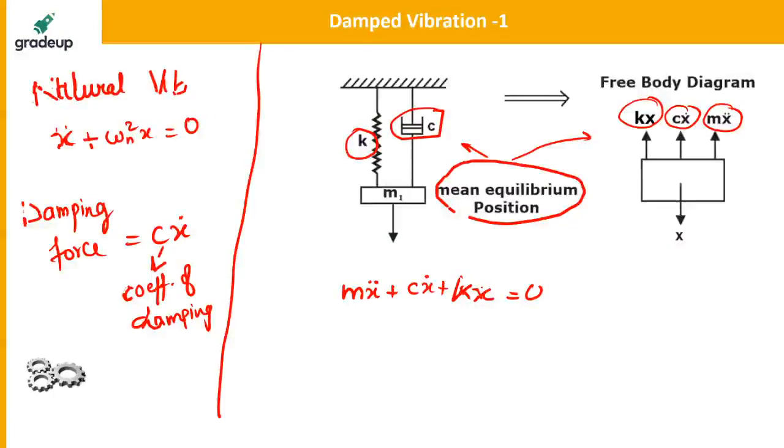Okay, so it will be x double dot plus c by m into x dot plus k by m into x is equal to 0. Clear?